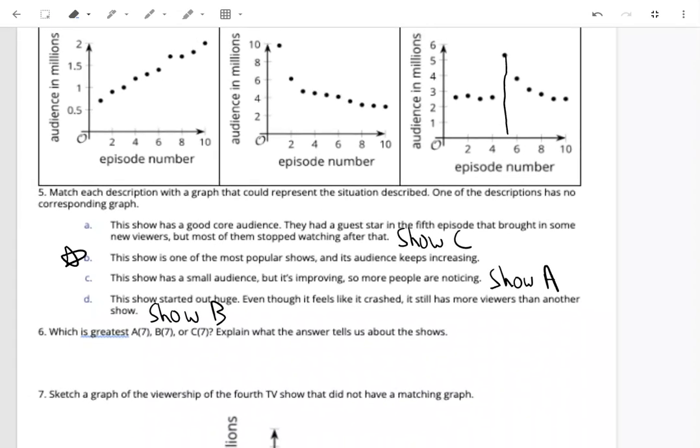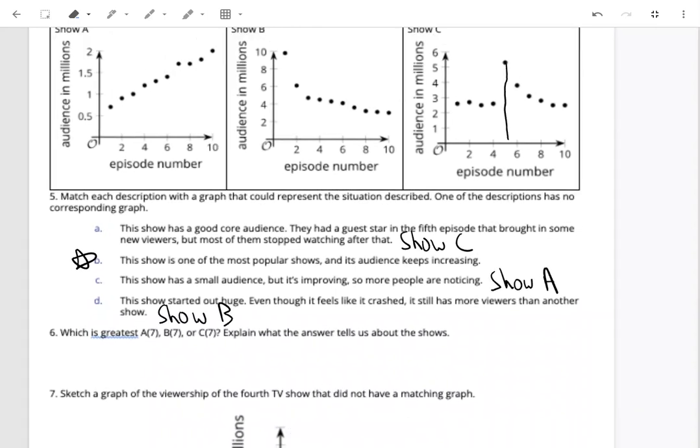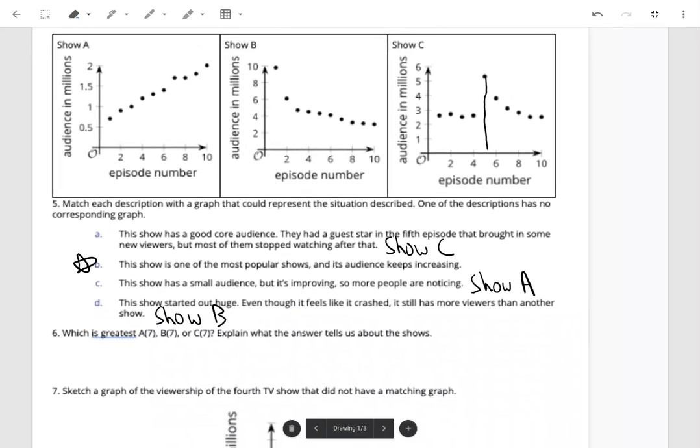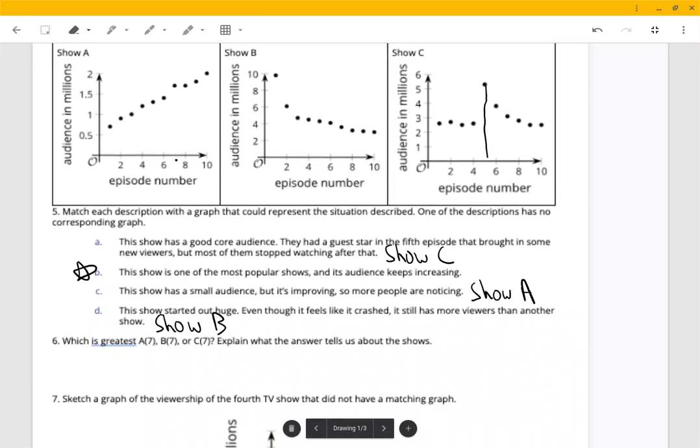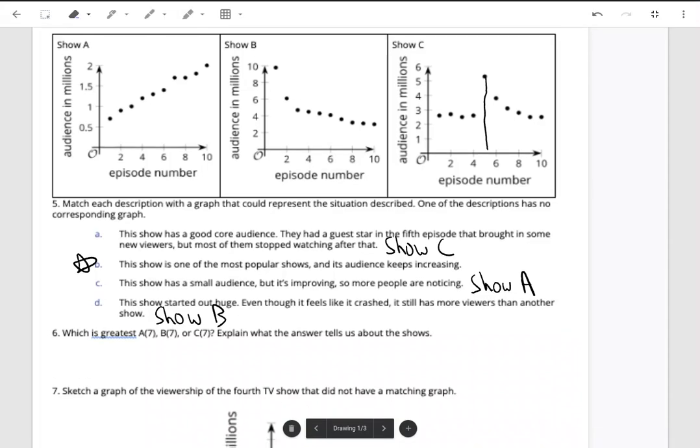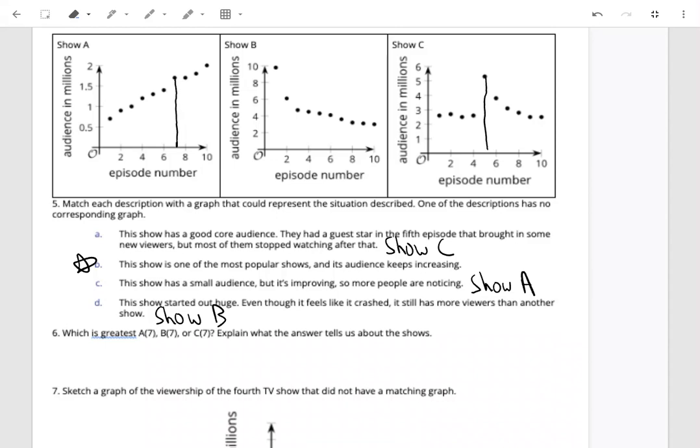Okay, 6. Which is greatest, A of 7, B of 7, or C of 7? Explain what the answer tells us about the shows. So the x-axis has to do with the episode number. So we're looking for which show had the greatest audience, the largest audience in its episode 7. So if we look at show A, episode 7 is here. So that one is between 1.5 and 2 million, based on the graph.